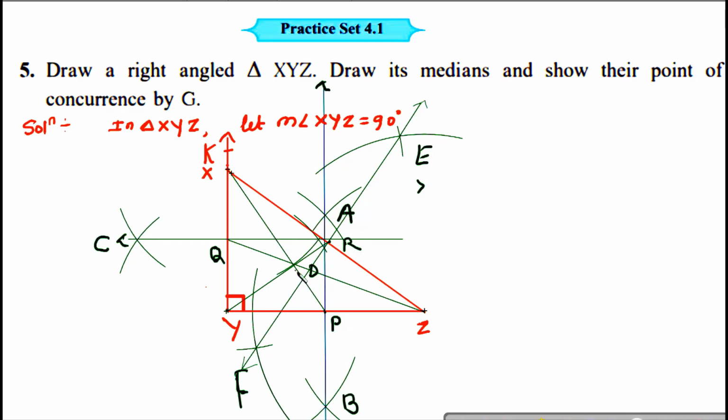All three medians intersect at one point. Therefore, the three medians of a triangle are concurrent. Their point of concurrence is called the centroid. It is denoted by the letter G. This is our required figure.